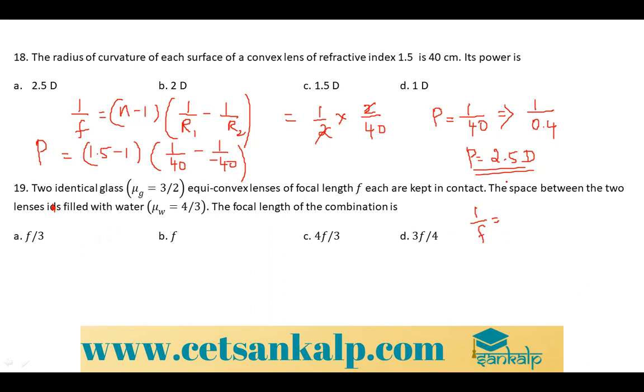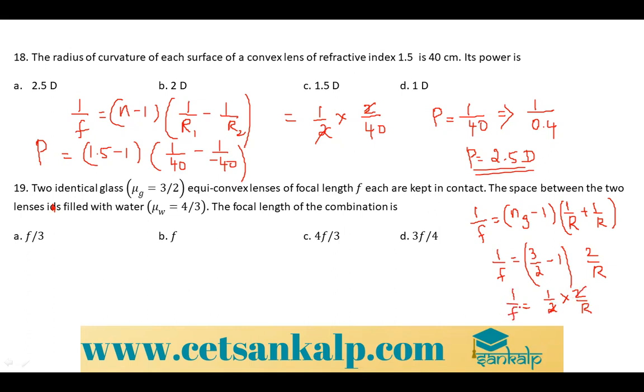1/f is equal to (ng minus 1). So convex, right? One by R, minus of minus means plus 1/R. So what happens? So 1/f is equal to (3/2 minus 1) into 2/R. 1/2 × 2/R, so 2 gets cancelled, so 1/f is equal to 1/R, so that's nothing but f is equal to R.